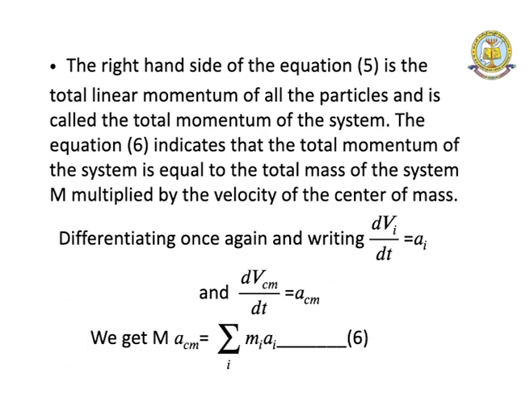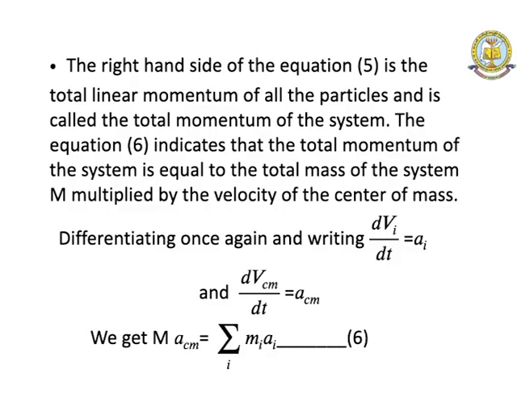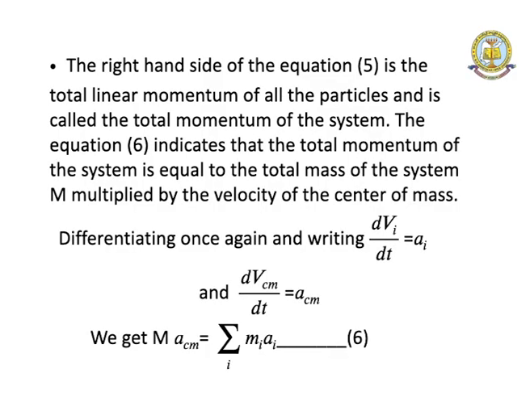Again differentiating this equation with respect to t, M into dvcm by dt is equal to summation of i, mi into dvi by dt. Now dvi by dt, velocity by time, is equal to acceleration, so ai is equal to dvi by dt. Similarly acom is equal to dvcm by dt. Substituting these values, we get M acm is equal to summation of i, mi ai. This is equation 5; differentiating with respect to t and substituting the acceleration values, the final equation is M into acm is equal to summation of mi ai.